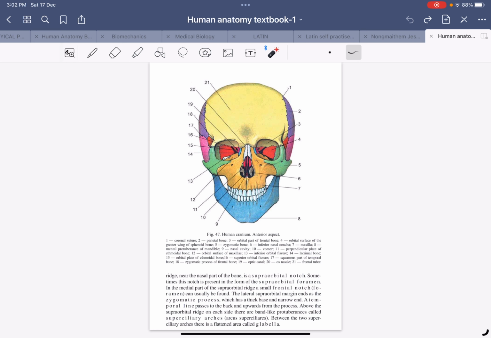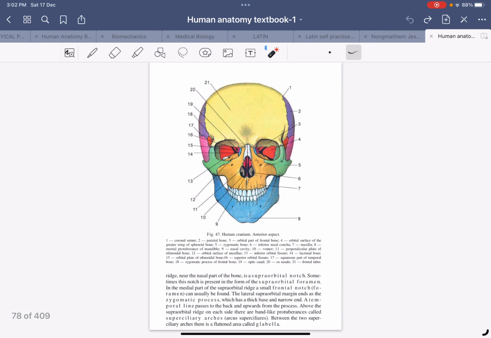The lateral supraorbital margin has the zygomatic process, which has a thick base and narrow end. This is important. A temporal line passes to the base and upward from the process above the supraorbital ridge. On its side, there are pen-like protuberances called superciliary arches. In Latin, it is arcus superciliaris. Between the two superciliary arches, there is a flattened area called the glabella.